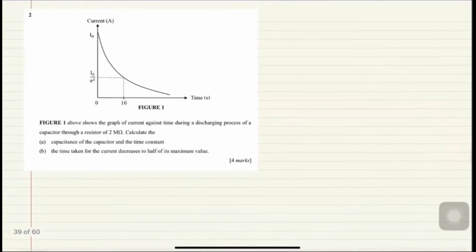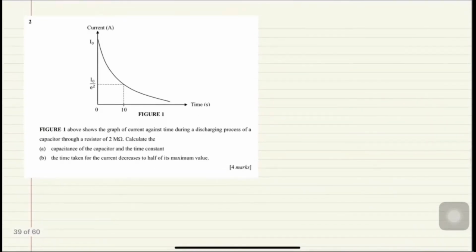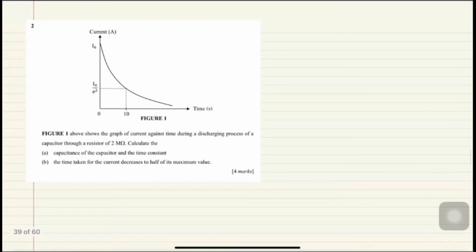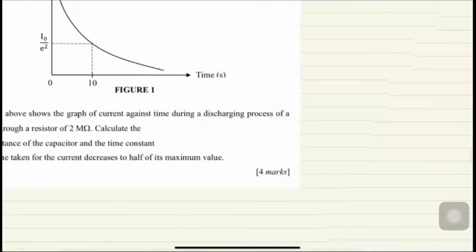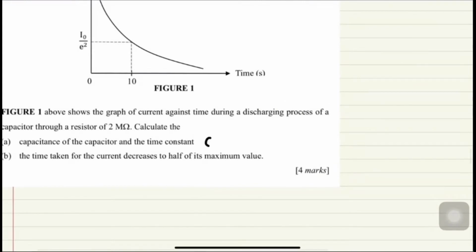Question number 2 is about capacitor. It says figure 1 above shows the graph of current against time during a discharging process of a capacitor through a resistor of 2 mega ohm. Calculate the capacitance of the capacitor and the time constant. So they want to find C and tau, and then the time taken in the second question.